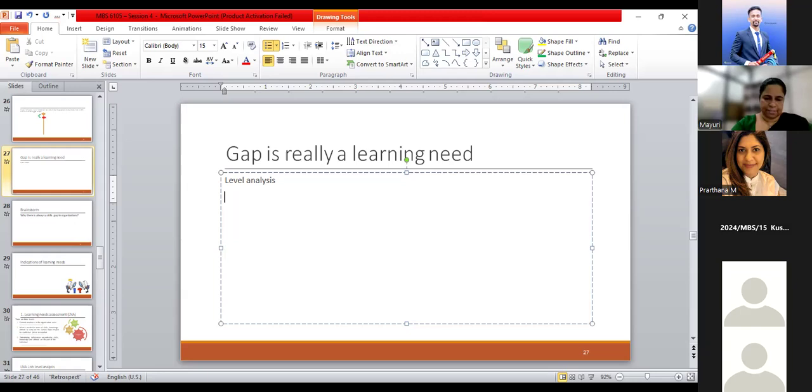There are three levels. Organizational level. Whether this gap is caused by a common organizational problem.